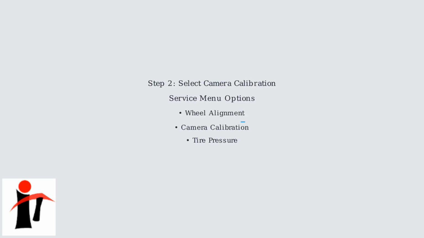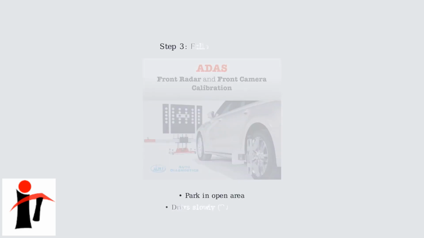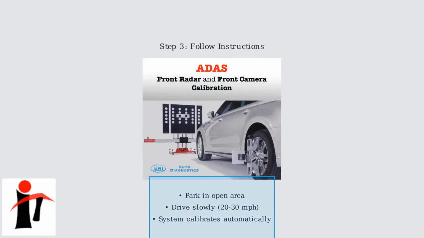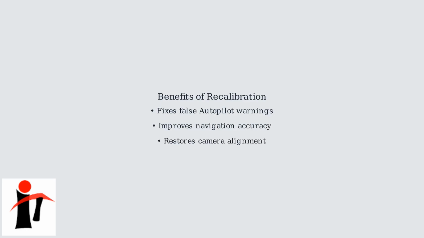From the main menu, scroll down and select Service. Then choose Camera Calibration from the service options. Follow the on-screen instructions carefully. The car may need to be positioned in a specific way, and you'll drive slowly while the system recalibrates the cameras. This recalibration process helps the car relearn its surroundings, restoring vision accuracy and reducing false autopilot warnings. Most issues are resolved through this software-based fix.